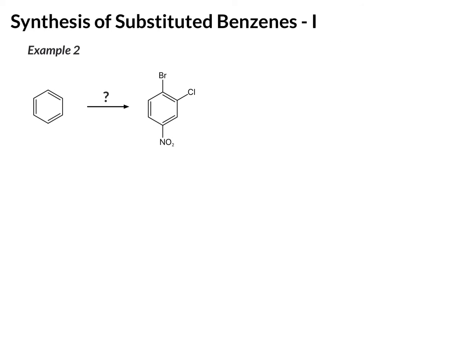In this example, we want a tri-substituted benzene with a bromo, chloro, and nitro group. So in terms of the reaction, you can write out the conditions, but essentially what do we need? We need a bromination, we need a chlorination, and we need a nitration. In this particular case, there's probably a couple of correct ways you could arrive at the product.